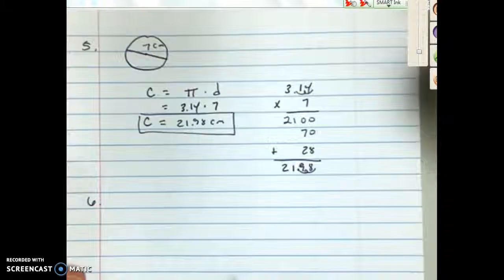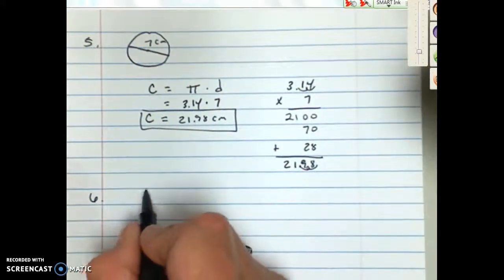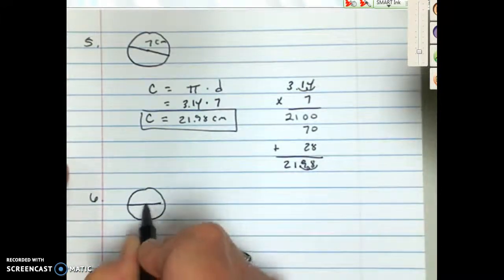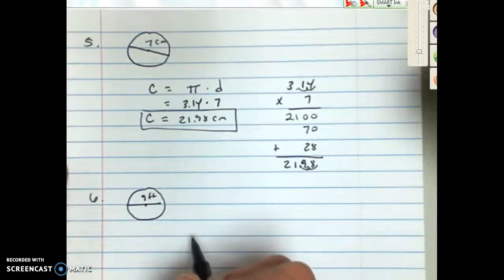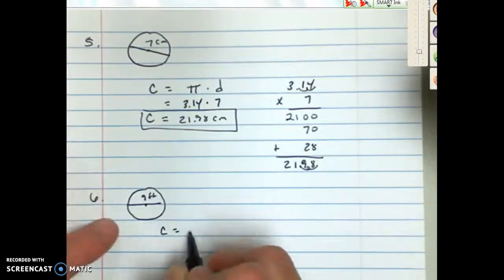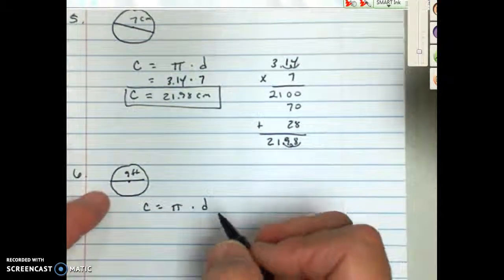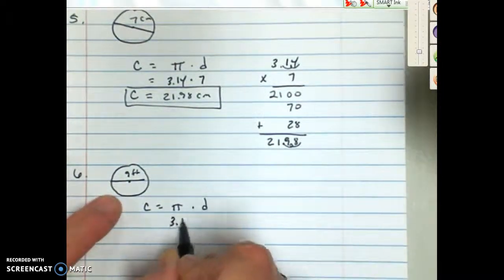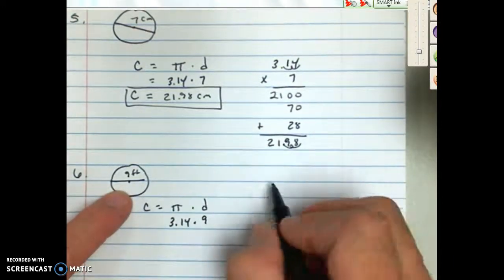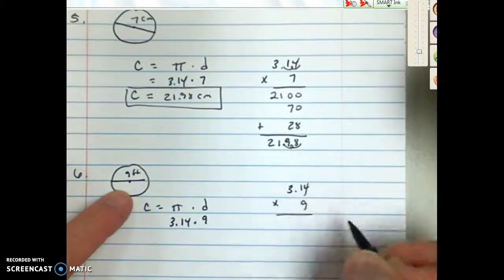Number 6, skip a line. So we want to find the circumference of the circle. Again, draw the circle. This takes a moment. And we're going to label it with a 9-foot diameter. So our circumference is equal to, again, pi times the diameter, and in this case pi is 3.14 times the diameter, which is 9. So we have 3.14 times 9.